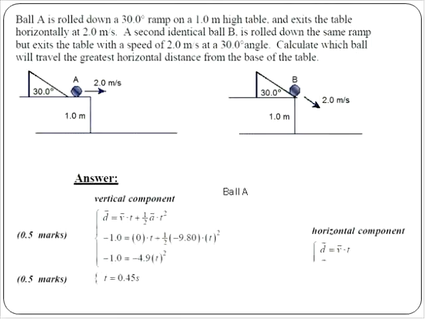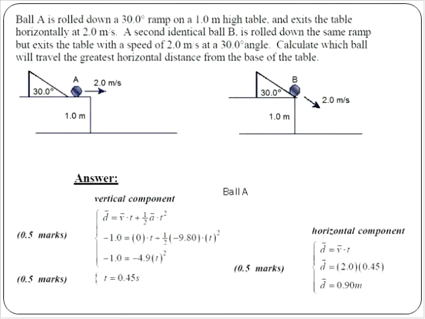So d equals v times t: 2 times the time that we just found, 0.45, and that gives us a range, a dx, of 0.90 meters. That's ball A. Now we know how far ball A went. Now we've got to figure out how far ball B is going to go.